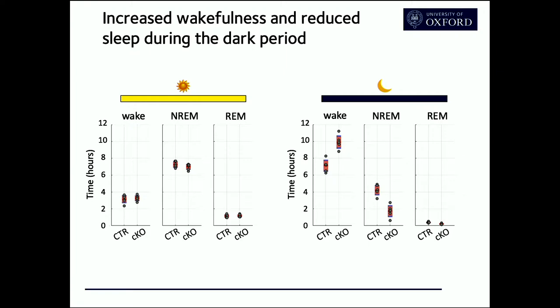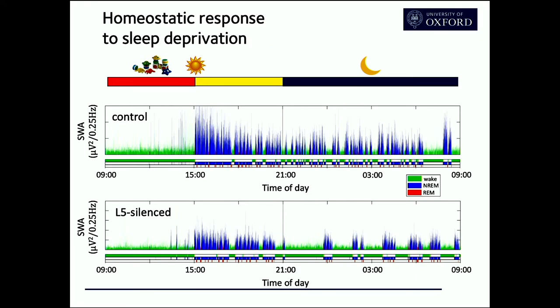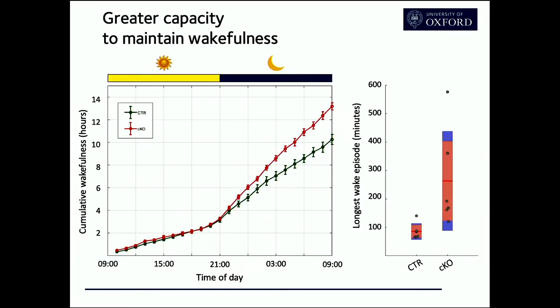So to disentangle this phenotype a bit further, we then looked into the cumulative wakefulness over 24 hours. And here again, you see that during the entire light period, the curves are fairly similar between the genotypes, but then the difference actually occurs during the dark period, where transgenics accumulate wakefulness in a much steeper way than controls. And this is also reflected in the longest individual wake episodes. So these animals really seem to have a greater capacity to maintain wakefulness.